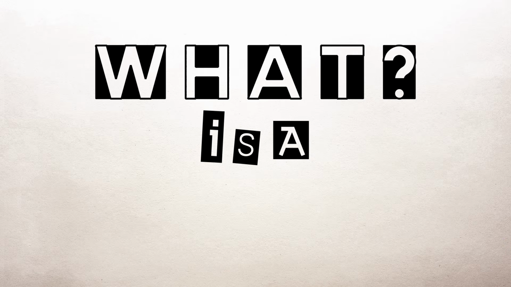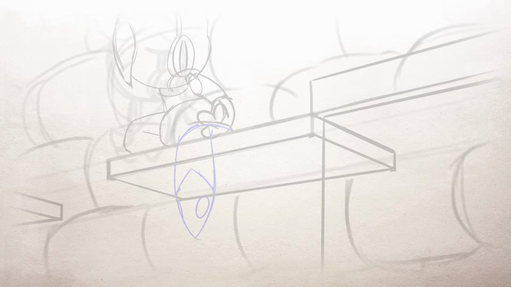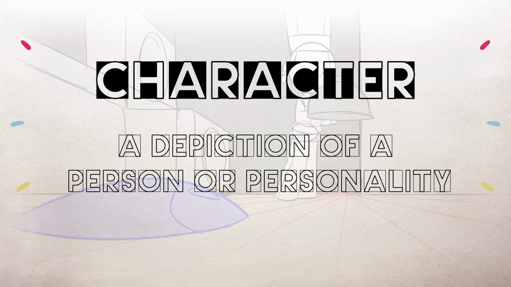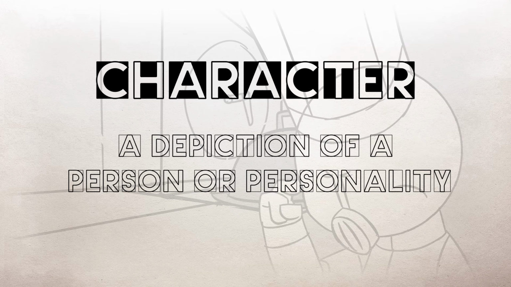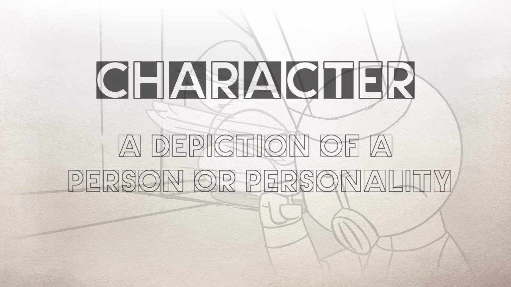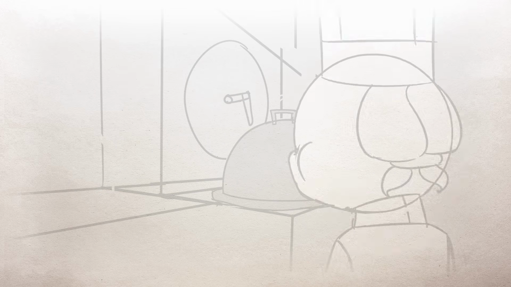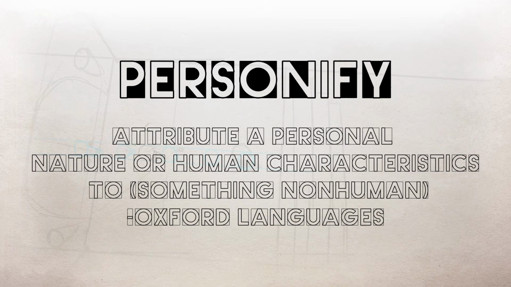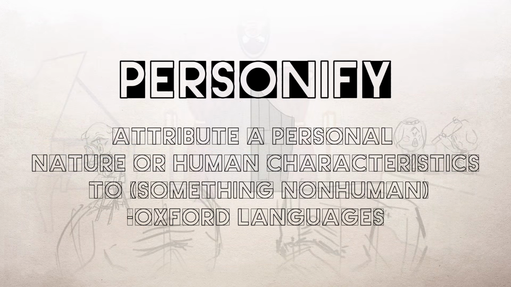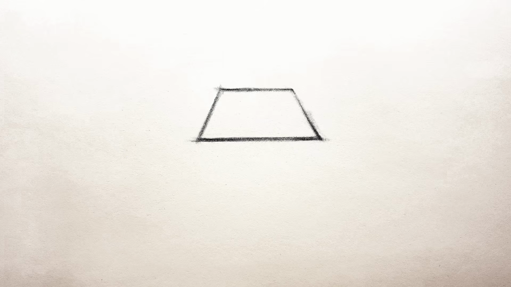So what is a character? Basically, a character is a depiction of a person. You can think of animated characters just like puppets, but instead of moving them around with our hands, we draw them on the canvas. How do we make a character? Simple. All we have to do is take a shape or a form and personify it. To personify something means to add human characteristics to it. We can do this through a subject's form, movement, speech, etc. For example, you could take a non-human form like a trapezoid, give it legs, which is a human characteristic, and boom, you have a character.